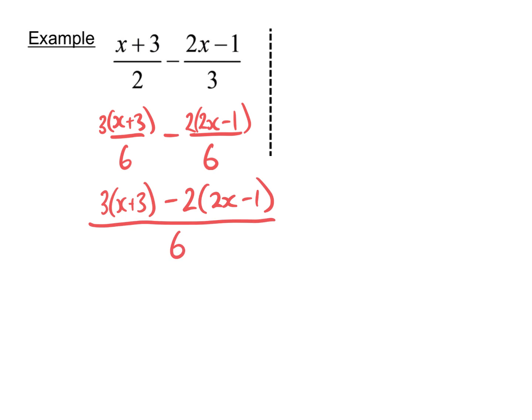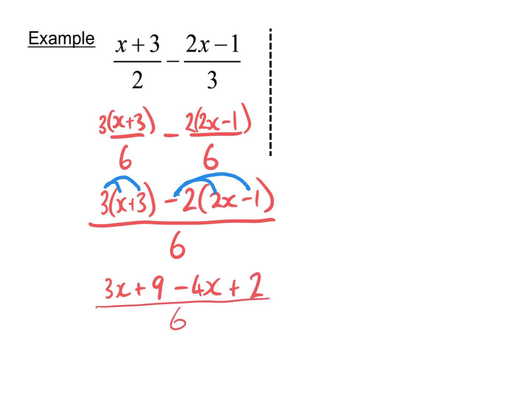The only thing that's left to do then is to quickly multiply out these brackets and simplify what's on the top. So we're going to do that step by step. 3 times x is 3x. 3 times 3 is positive 9. And then being careful here, that's not a 2 we're multiplying this by, this is negative 2. So again, negative 2 times 2x is negative 4x, and negative 2 times negative 1 is positive 2. So that's all over 6.